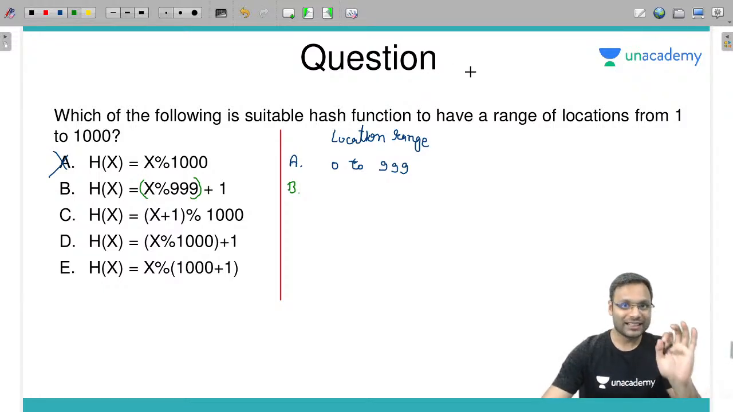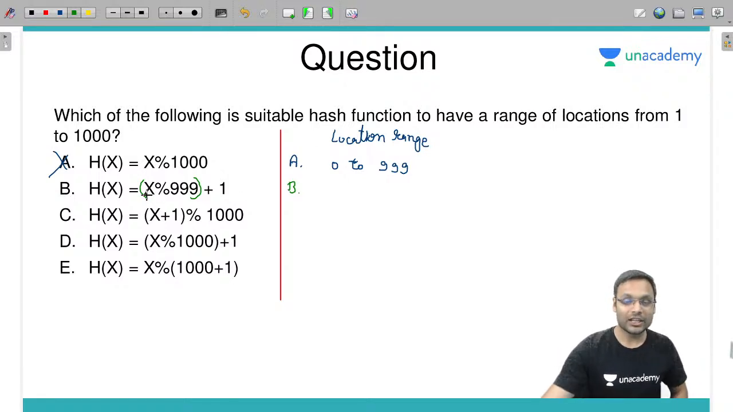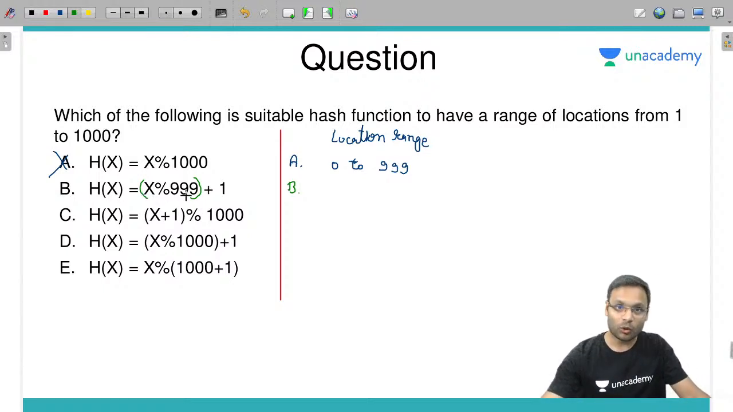If you know the precedence and associativity rule, then mod will be solved first. If you are solving mod by 999, what kind of range can you get? The range you will get is 0 to 998, and then plus 1. So the minimum value is 1, and the maximum is 998 plus 1, which is 999. Again not the correct one. Why? I wanted to have 1 to 1000.